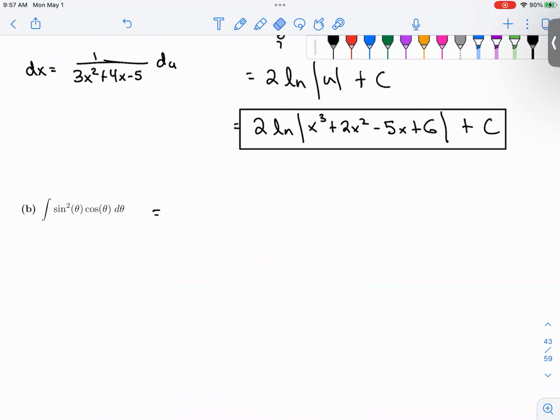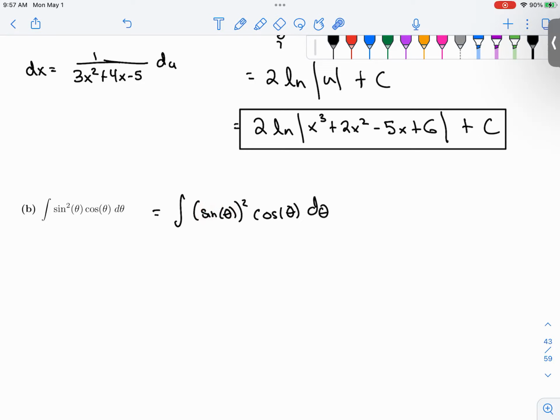The way I would choose it is I'd choose sine theta, but you didn't know you could just choose sine theta? So, great question. This is actually the way I would think about it: I'd rewrite this as sine of theta squared times cosine theta d theta.